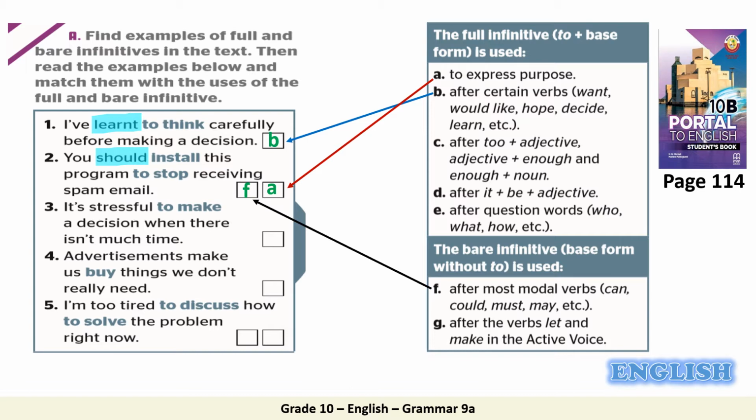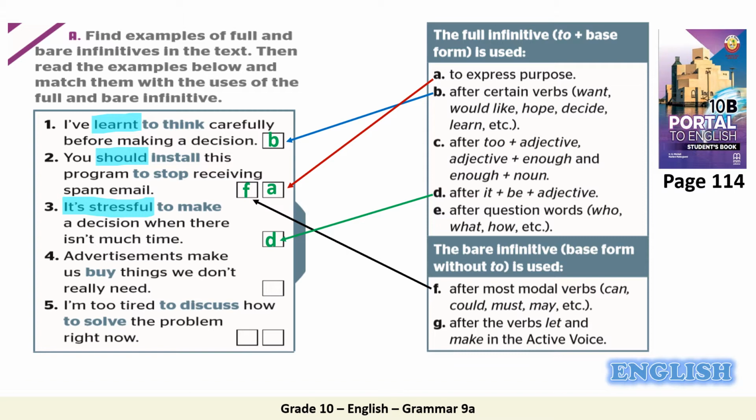Number 3, it's stressful to make a decision when there isn't much time. Here we have it's stressful. So that's the use D. After it plus be plus adjective: it's stressful, it's nice, it's beautiful, plus to plus verb.